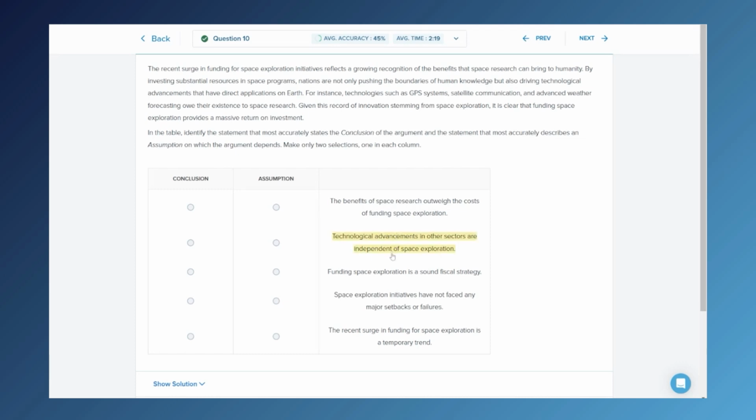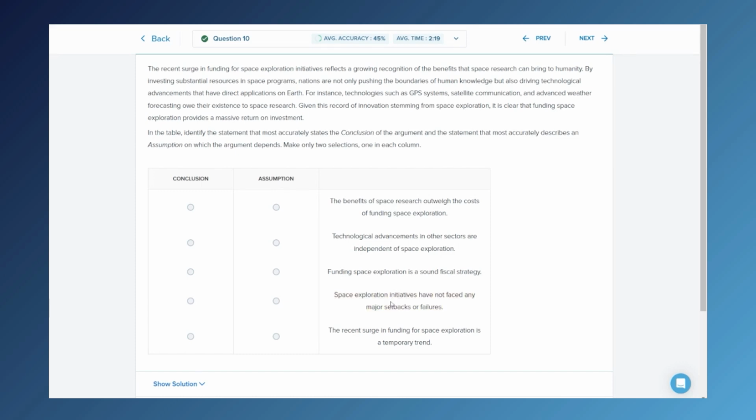Choice B. Technological advancements in other sectors are independent of space exploration. Some technological advancements are independent of space exploration, but that's not what we're talking about here. This choice is irrelevant. C. Funding space exploration is a sound fiscal strategy. This also fits with the passage. Put a pin and we'll see if there are any more good answer choices.